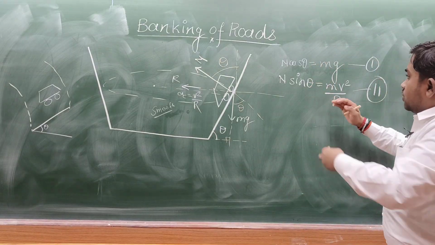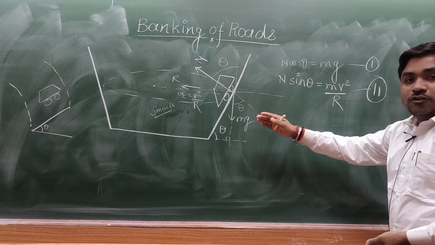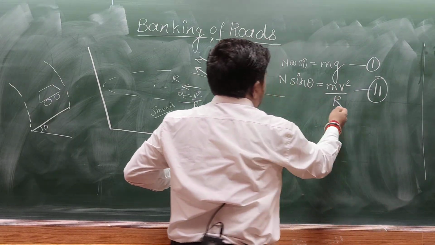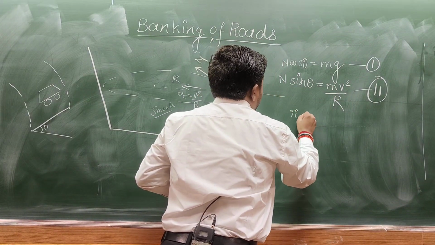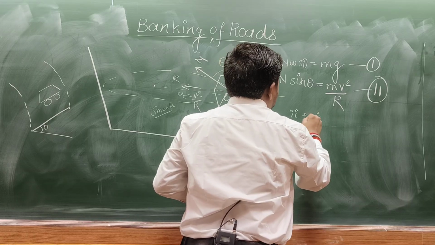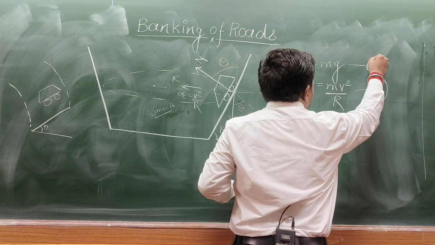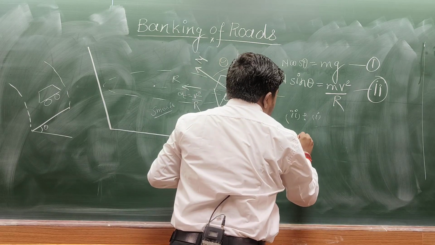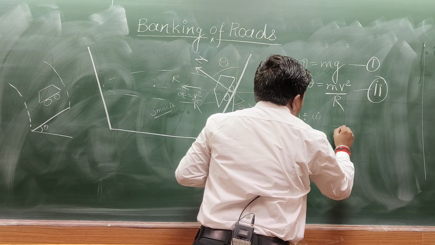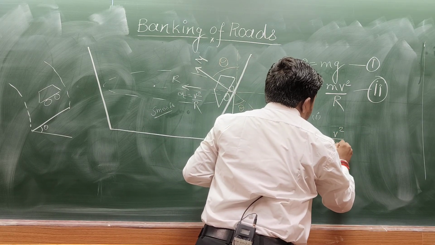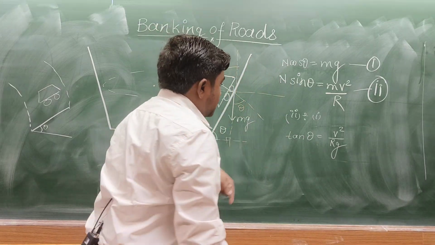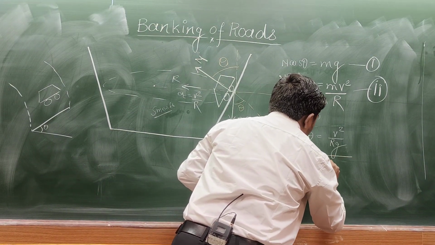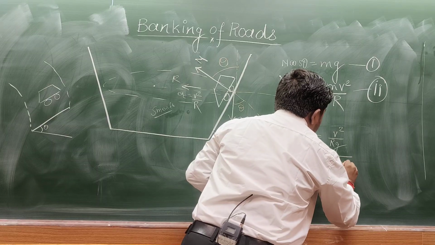Okay, now we can find the safe speed at which we can perform a circular motion. Just divide these two equations. If we divide the second equation by the first equation, you will get tan theta is equal to v square divided by rg, and from here, what do I get as the value of v? That is under root of rg tan theta.